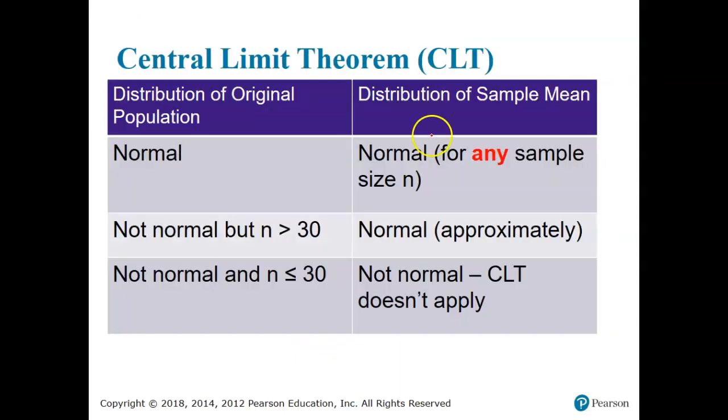So this is just a chart to summarize it. If our original population is normal, then the distribution of the sample means is normal also. It doesn't matter what sample size it is. If you start out normal for the population, your distribution is normal. If your original population is not normal, but it's a fairly large sample, larger than 30, then we'll be able to say that the distribution of the sample means is approximately normal. If it's not normally distributed for the original population and the sample is less than or equal to 30, then we're not going to be able to apply the central limit theorem.